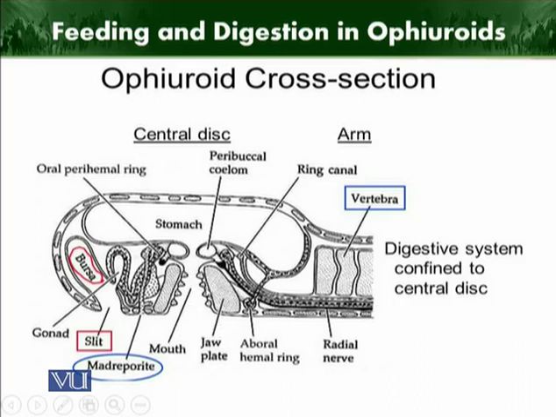These jaws will act upon the food, break it down, chew and push it into the stomach, and inside the stomach digestion of food will take place. And here in case of this ophiuroid, digestive system is only confined to the central disc.